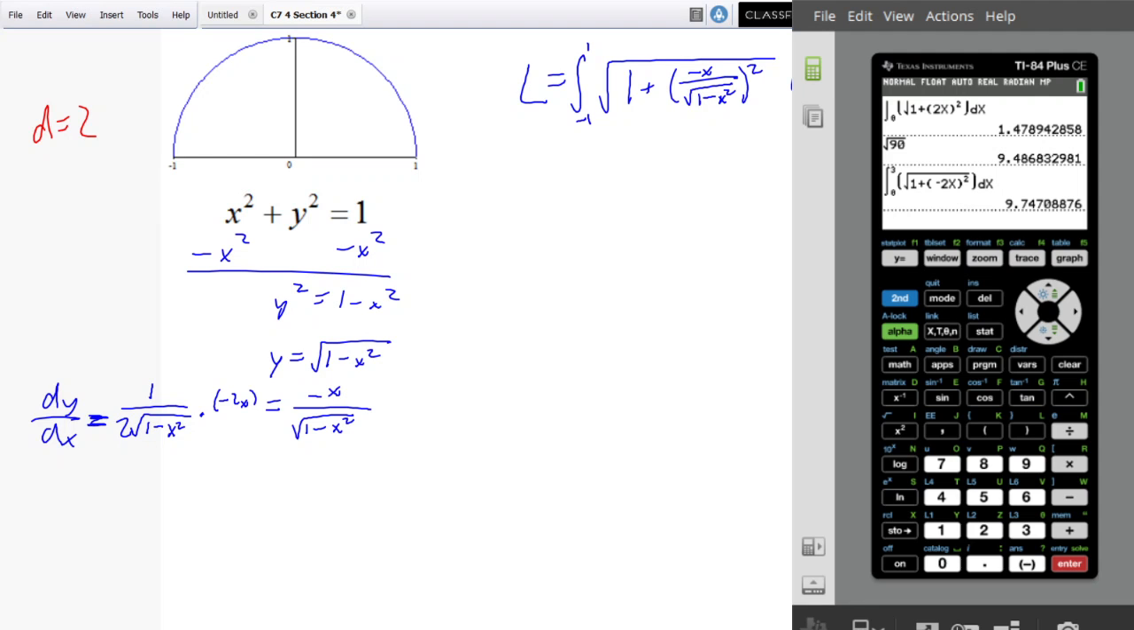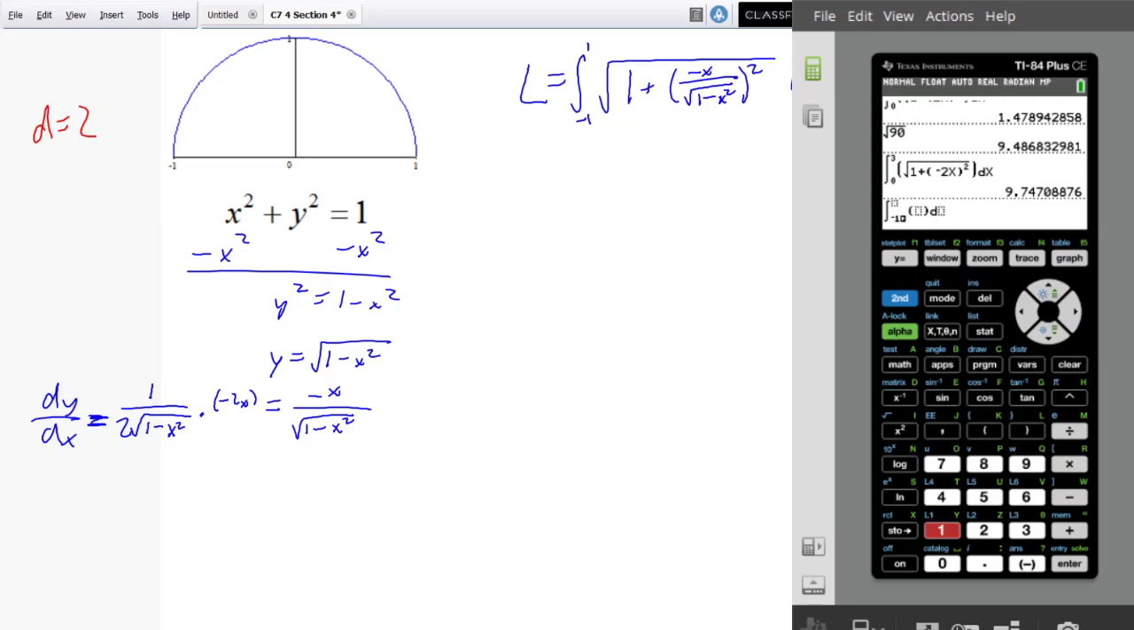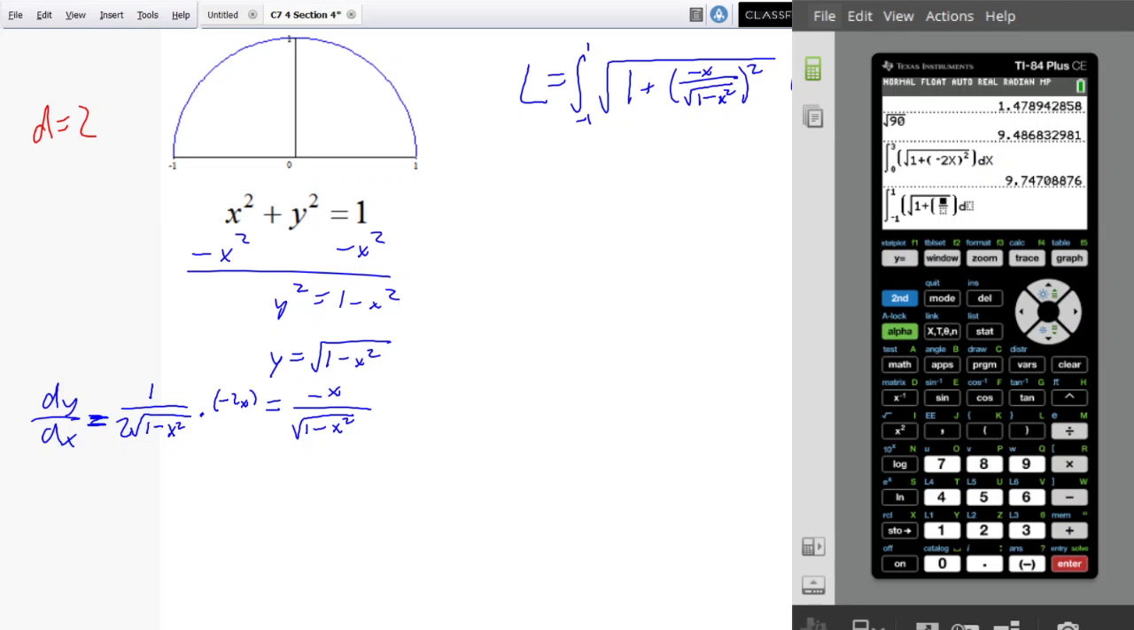I hope you recognize that that's not the simplified version of the expression, but I don't care about the simplified version because all I'm looking for is something that I can plug into my calculator. And I indeed can, from -1 to 1 of the square root of 1 plus, now here I'm putting that in parentheses, I'm just going to write down exactly what it is, -x over the square root of 1 minus x squared. Square it, and then dx.